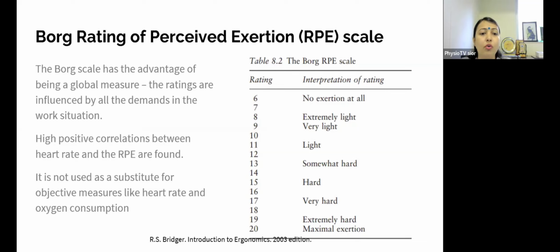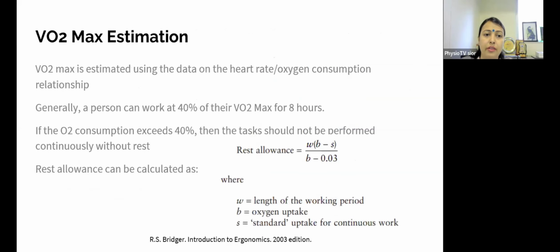High positive correlations have been seen between heart rate and this scale. Therefore, it's a very widely used outcome measure or scale for checking the aerobic work capacity. It is not used as a substitute for the objective measures like heart rate and oxygen consumption. This is something which we will use when we cannot objectively measure heart rate or oxygen consumption through the Douglas Bag Method. But still, since the correlation has been found, you can still use this method.